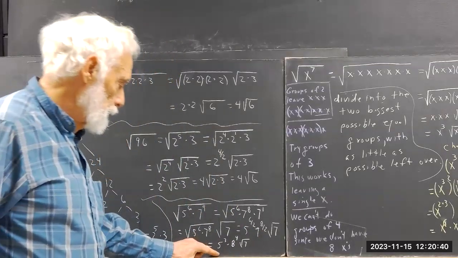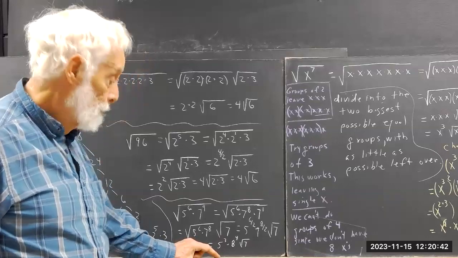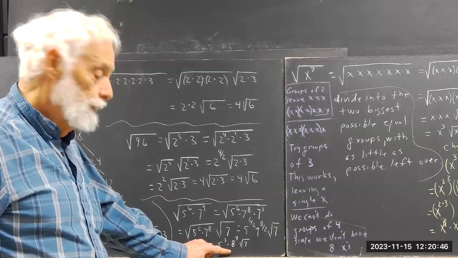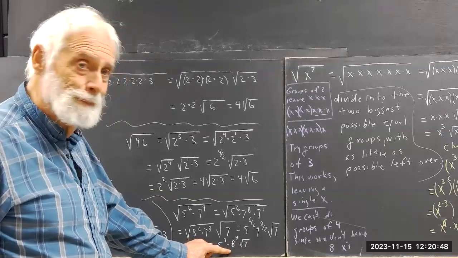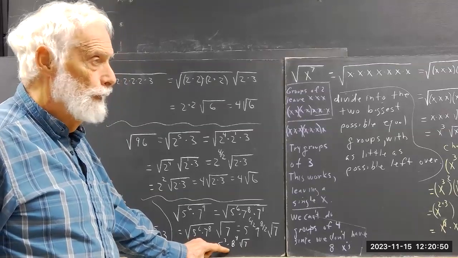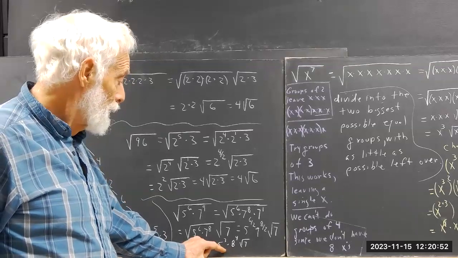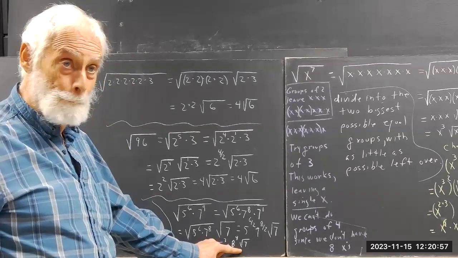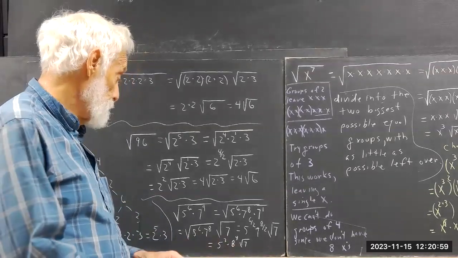Now 5 to the 3rd is 125. 7 to the 4th is 2,401. Whatever 125 times 2,401 is, that's the number we have out in front, but then we'd have times the square root of 7. And of course, you can do that with a calculator.